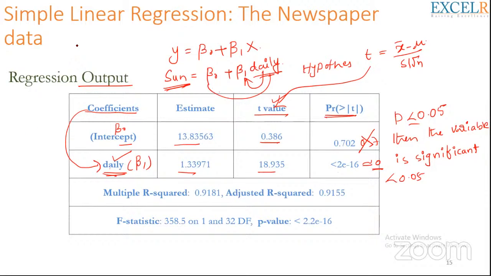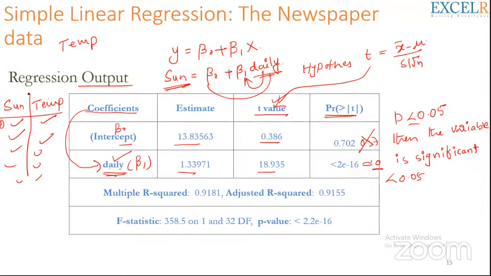See, let's say for example, I have chosen one more variable, temperature in that area. This is a newspaper example, and there are Sunday circulations in that area and the temperature for each, second, third, like this. Now, do you think the temperature in that area is really useful in predicting Sunday circulations? No, not useful. To identify whether a variable is really useful for predicting, we use this p-value. If the p-value is less than 0.05, we reject the null hypothesis and say that the variable is significant. That's all. So we use the p-values in the regression analysis.